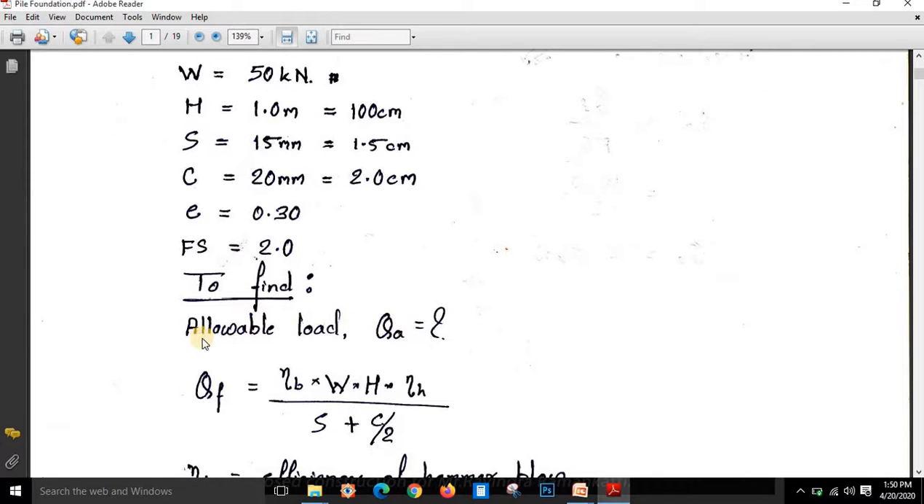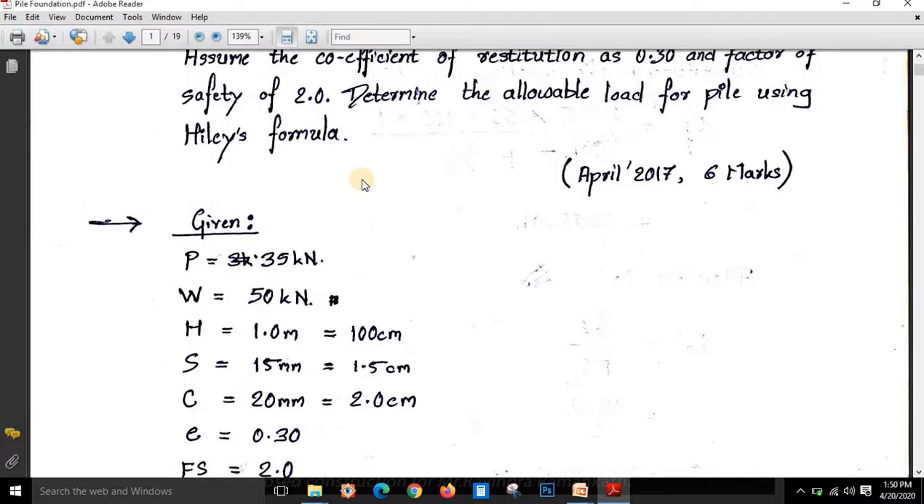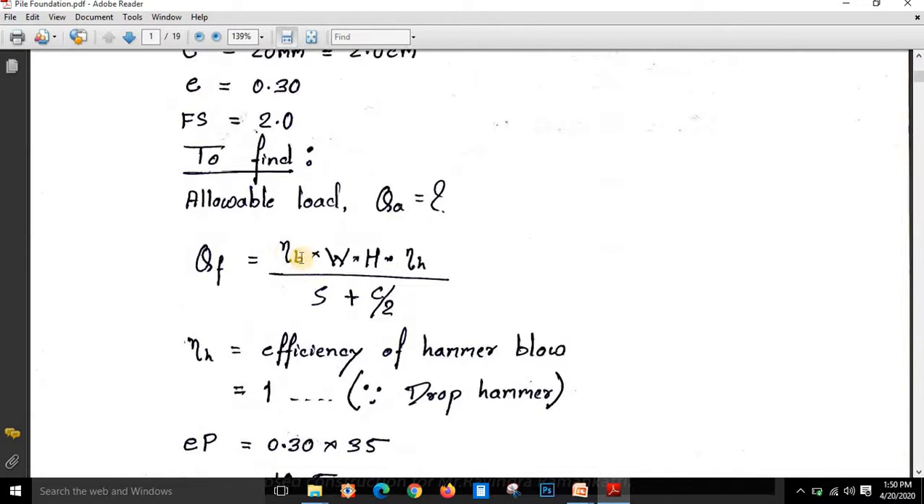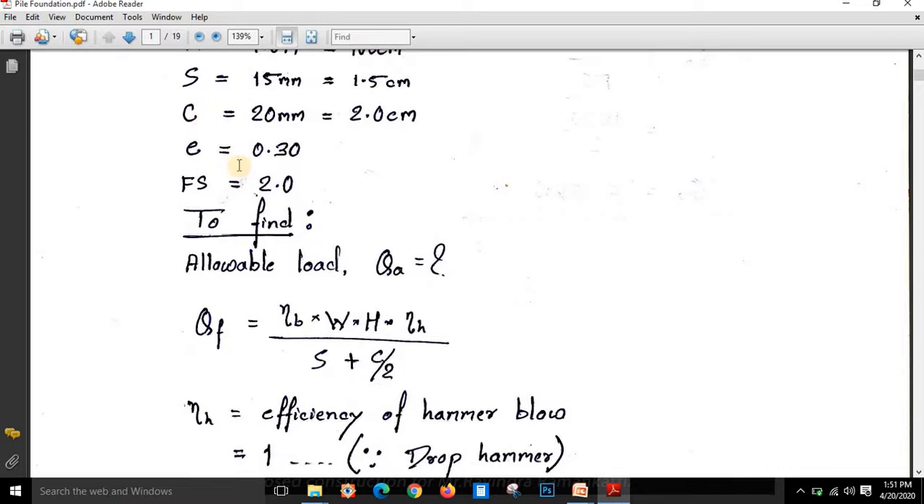Now you can see what we have to find out. We have to find the ultimate load carrying capacity of the pile using Hiley's formula. So what is Hiley's formula? QD is equal to W into H into NH divided by S plus C by 2, multiplied by NB. In that, NH is the efficiency of the hammer blow. For a drop hammer, NH will be equal to 1, meaning the efficiency of the hammer will be equal to 1. Now you can see over here, we have C, S, W, H, and now we have NH.